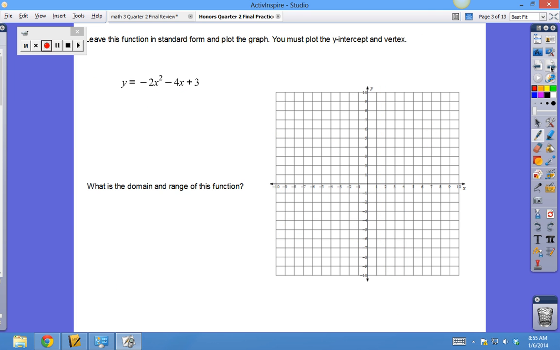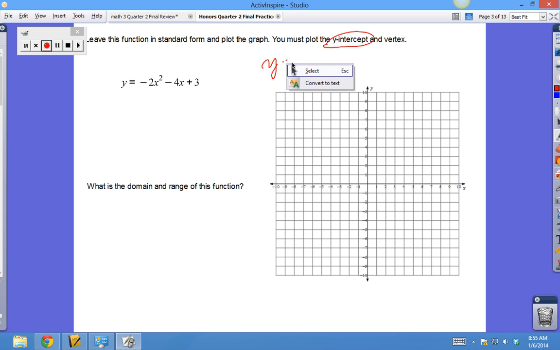Okay, the third way to graph is just leave it in standard form and graph it. So in standard form, the perk is the y-intercept. The y-intercept is c. Y equals ax squared plus bx plus c. C is your y-intercept. So I'm going to come up on 3, put a dot.